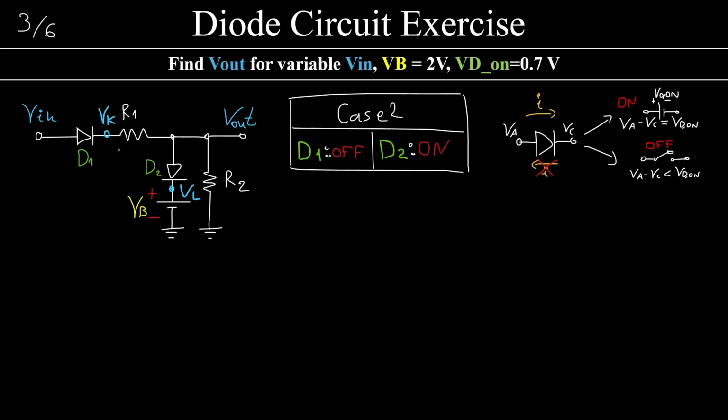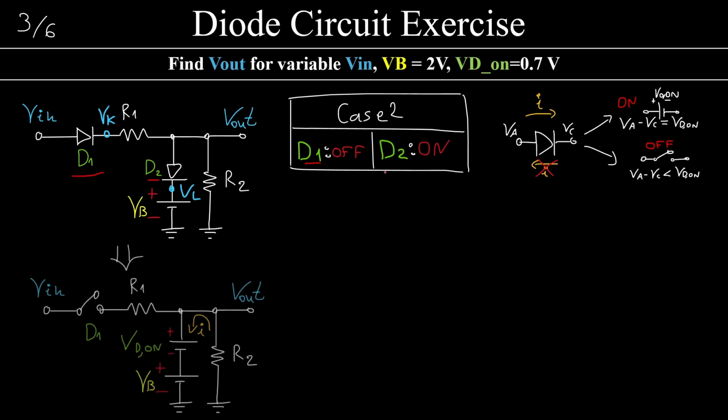Next case, where this diode is off and this diode is on. In that case, this diode must be an open circuit. This diode must be a battery of the VD on voltage here, this voltage. This is the polarity that it's going to have. And that would mean that there would be a current flowing from the ground all the way to here, and then going all the way to here. Why? Because the diode allows the current to flow only from this point to that point. So the current has to flow like this.